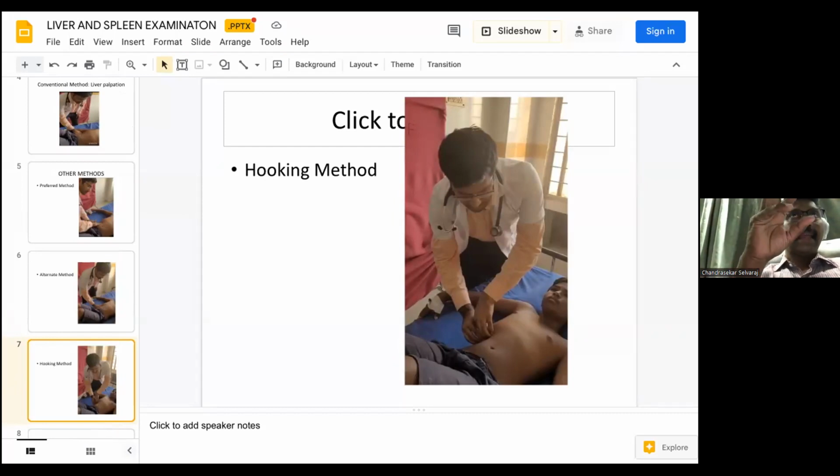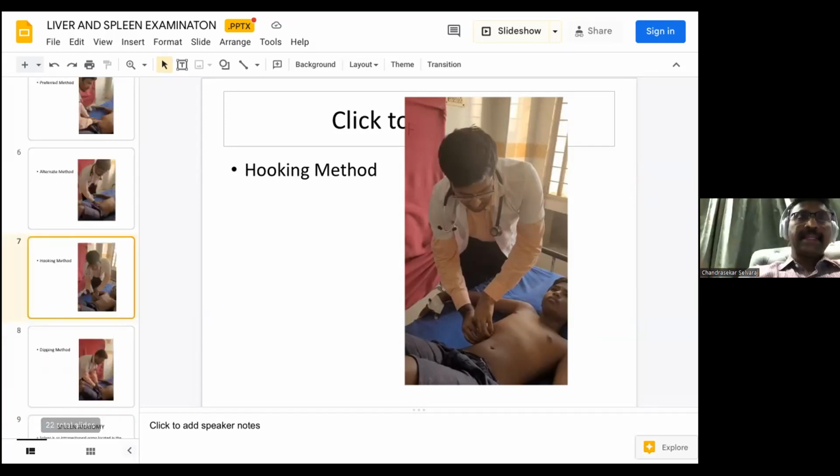In case your patient's liver is big enough, it will be palpated by the traditional method and by the preferred method. Suppose it is very small, and sometimes if we expect a liver to be enlarged, in that case we can do this gentle insinuation and ask the patient to take a slow, deep breath, and you need to hook, curl our fingers inside the subcostal margin, and look for the palpability of the organ. So that we call the hooking method.